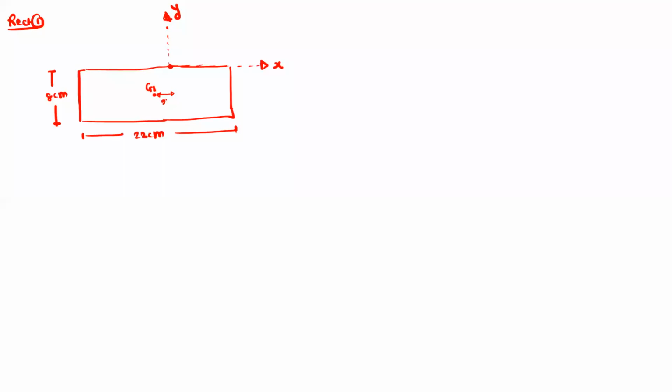So this is the Xi. And with respect to this origin along the Y direction, this will be the Y coordinate. So this is the Yi. So the X coordinate and the Y coordinate are in the fourth quadrant. So both will be negative. So I will write here for rectangle 1. Its area, that is the Ai, is equal to 22 by 8 centimeter.